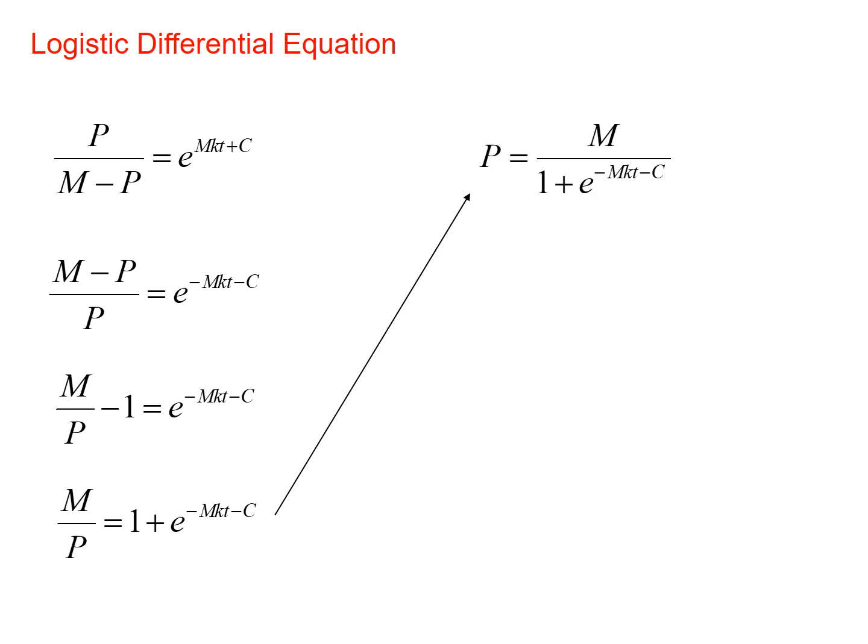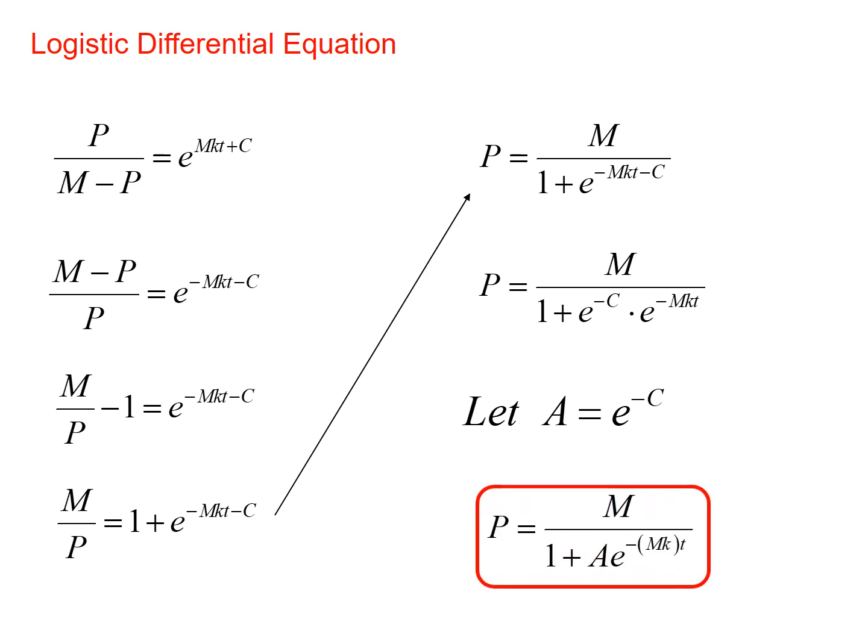Add the 1 over. So if I solve for P, I get M over all of that stuff on the bottom. I can take that minus C out as a constant, and I can write it as multiplication with e to the negative C times e to the negative MKt. And e to the negative C is just a constant. We'll call that A. So we end up with this formula right here for the population.